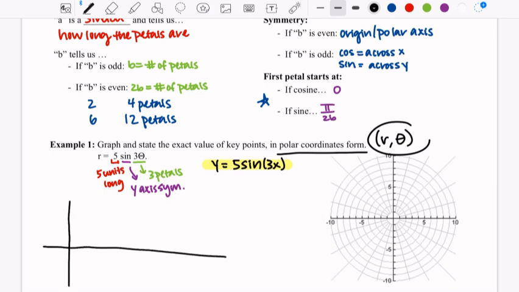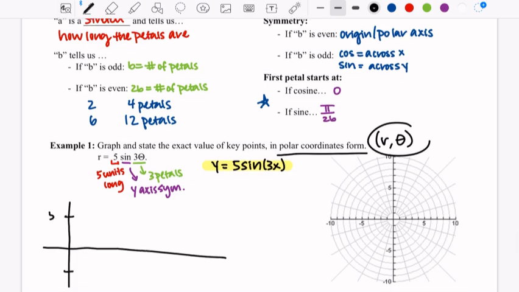Okay, a couple of things that we should know about this. So we know the amplitude is going to be 5. We know what our period is going to be. So we know that our B value here is 3, so our period will be 2 pi over B. So our period is 2 pi over 3.